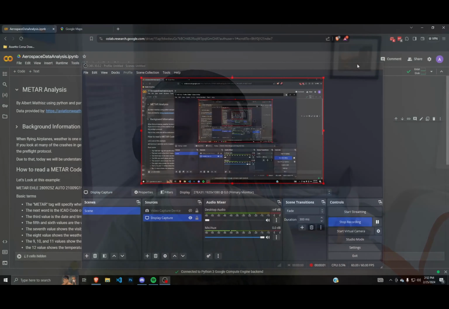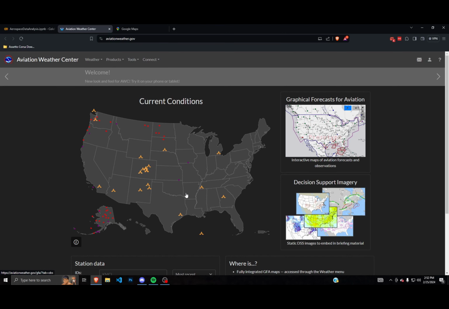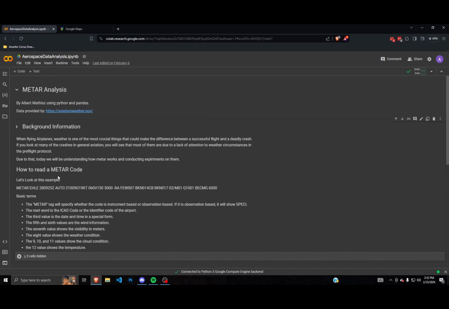from this project. Alright, so this project is called our METAR analysis. And what this is, we're basically looking at these codes that are provided by the government. But actually, they're provided by the FAA, which is quite nice. And these codes are called METAR codes. And what they are is these little long lines of letters and numbers that give you information about the weather at a certain airport.